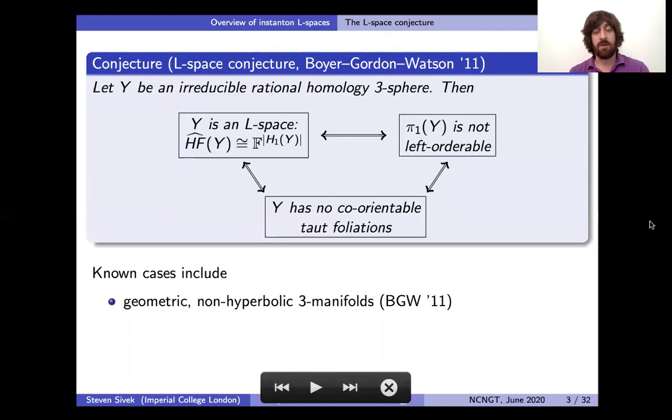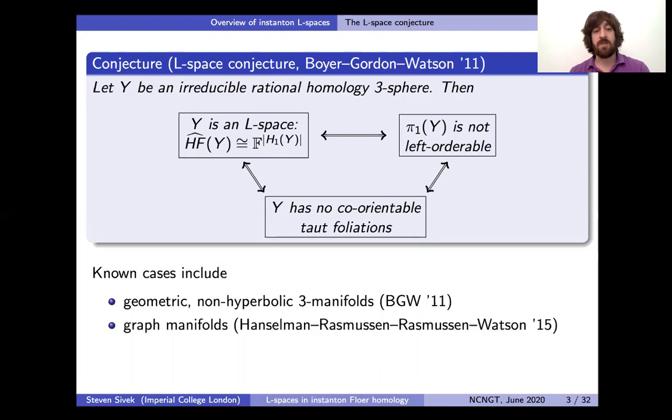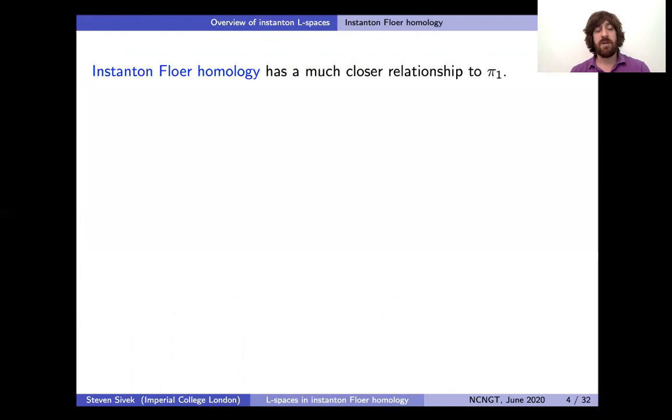It's been proved in a number of cases. For example, Boyer, Gordon, and Watson proved it for 7 out of the 8 Thurston geometries, all of them except the hyperbolic one. Hanselman, Rasmussen, and Watson proved it for all graph manifolds. And it's been done in other cases as well, but for a general strategy, there's this problem, which is that we don't really know what HF hat has to do with pi 1 of Y. On the other hand, instanton Floer homology is by definition much more closely related to the fundamental group.